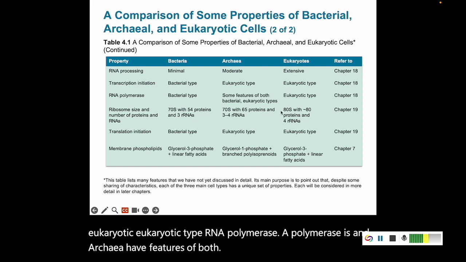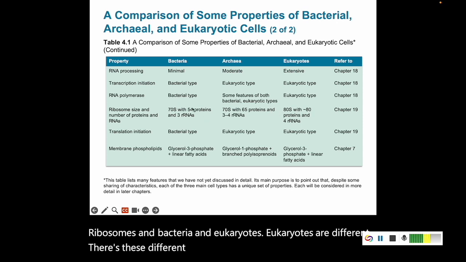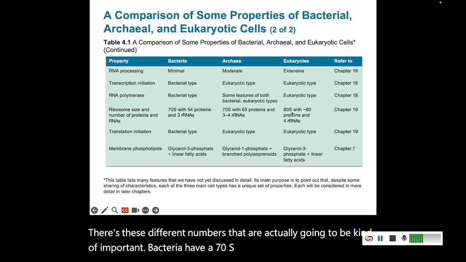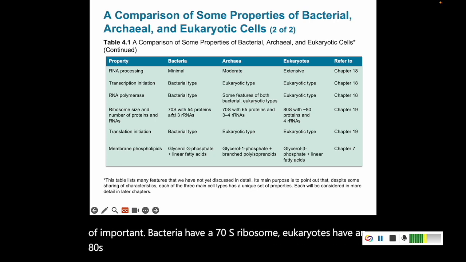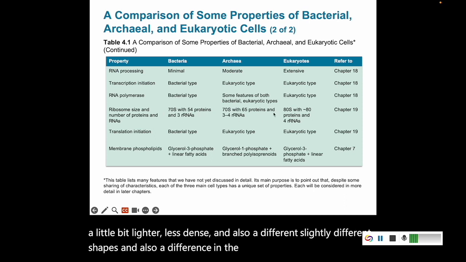Ribosomes in bacteria and eukaryotes are different. There's these different numbers that are actually going to be kind of important. Bacteria have a 70S ribosome. Eukaryotes have an 80S ribosome. That means that they're different sizes. Bacteria are a little bit lighter, less dense, and also slightly different shapes. And also a difference in the number of proteins.